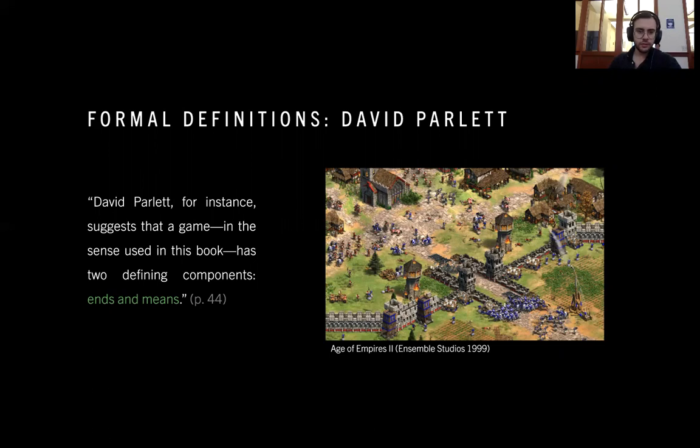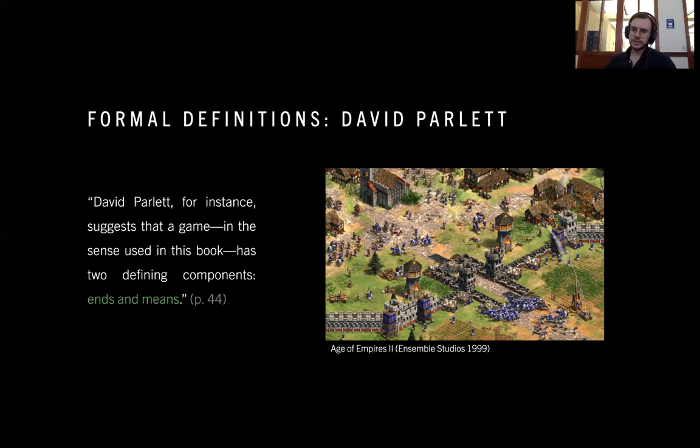David Parlett, for instance, suggests that a game in the sense used in this book has two defining components, ends and means. Quite simple, but I'd say also quite powerful, and it has this very Kantian vibe. Kantian philosophers see humans as ends in themselves and not as means. However, in games, we have ends and means. So what are ends, what are means?